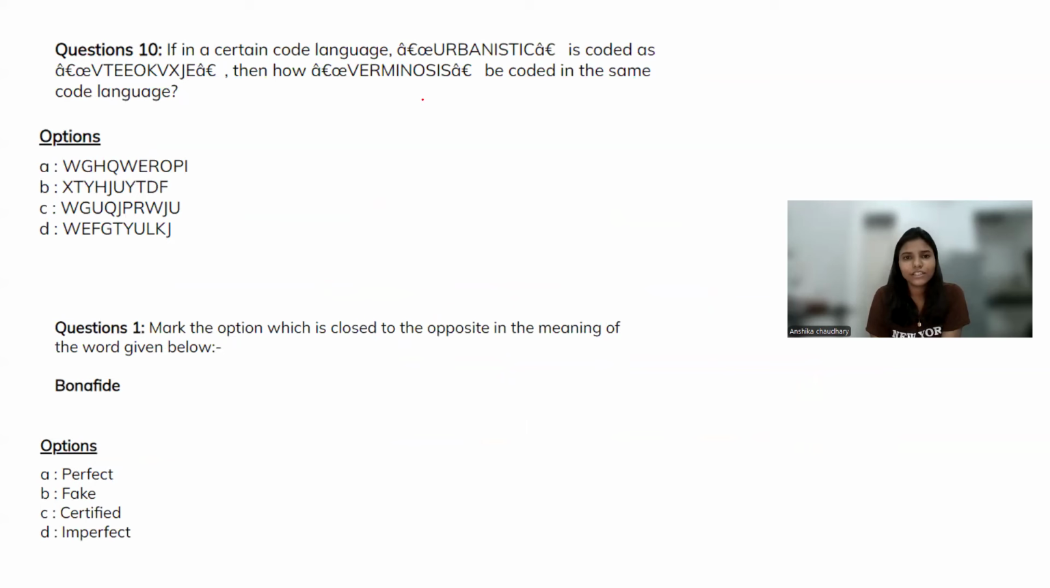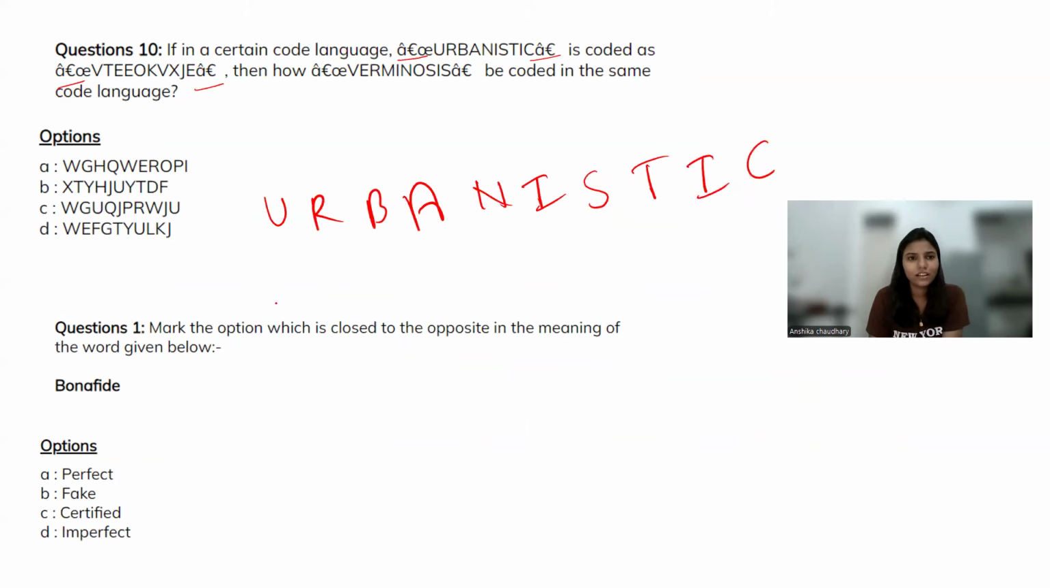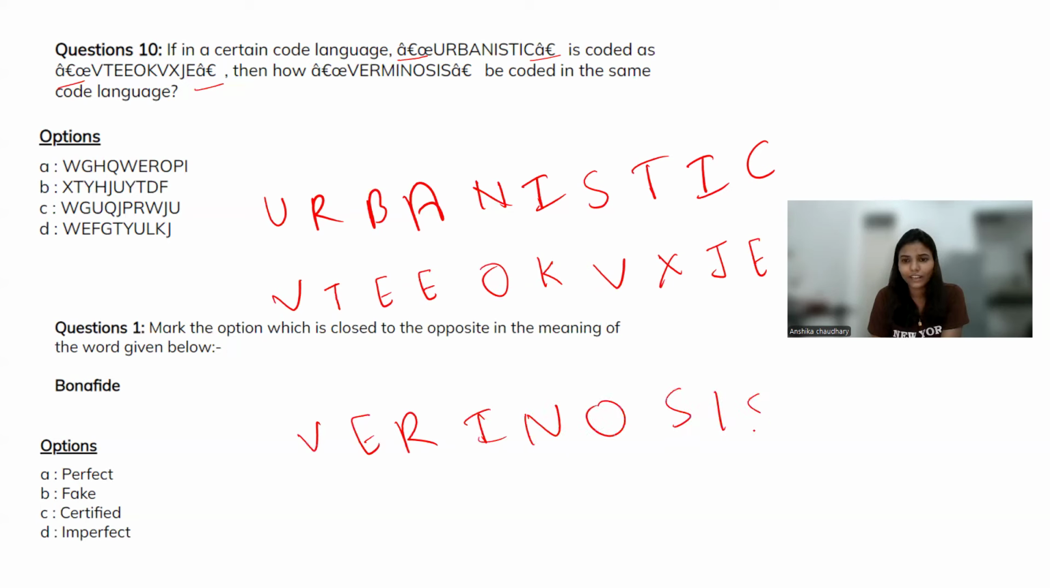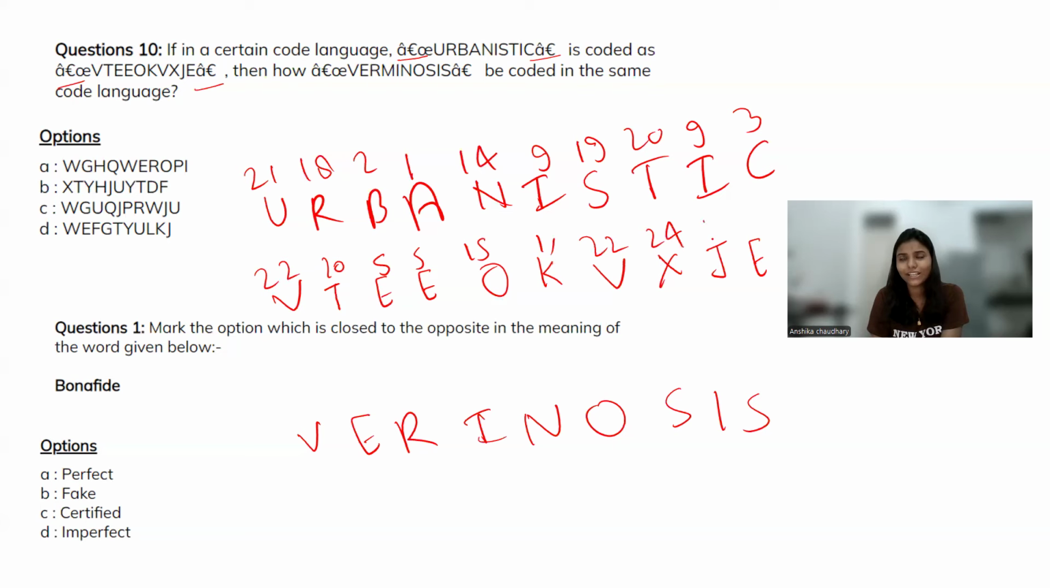So in a certain language, this is the same in all of these, right? So you have to worry about this code only. URVANISTIC is coded as VTEOKVXJE. So how will we code VERINOSIS? So let's give them the numbers: 21 18 22 1 14 9 19 20 9 3, and the code comes to 22 20 5 15 22 24 10 5.